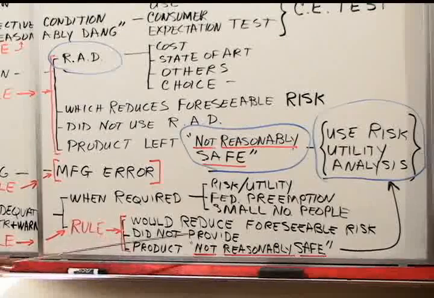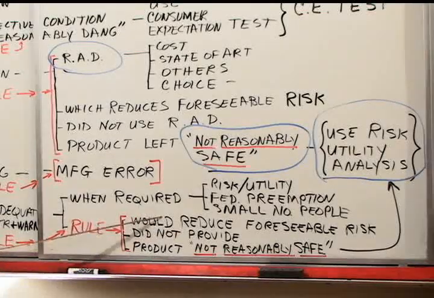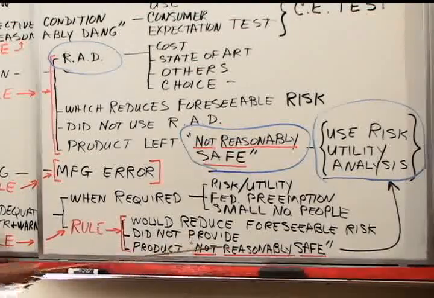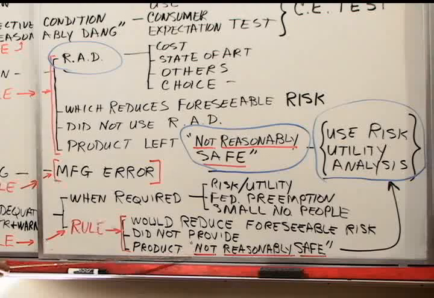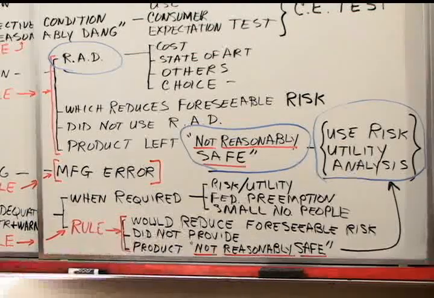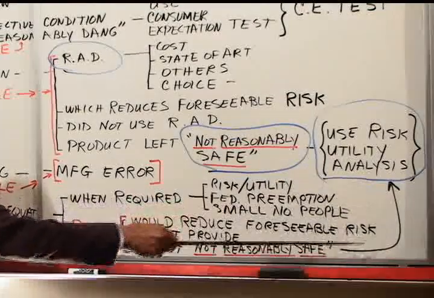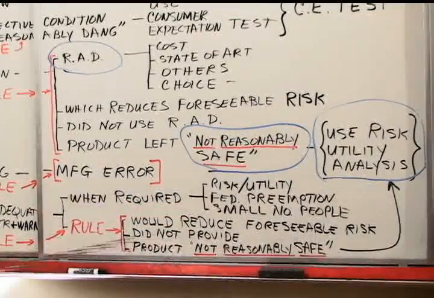And you did not provide the warning. If it would have reduced the foreseeable risk, you didn't provide the warning, and the product is in a condition that is not reasonably safe. Remember, this is the language of the Third Restatement. The product is not reasonably safe. Well, you go to the risk utility analysis to decide if the product is not reasonably safe.